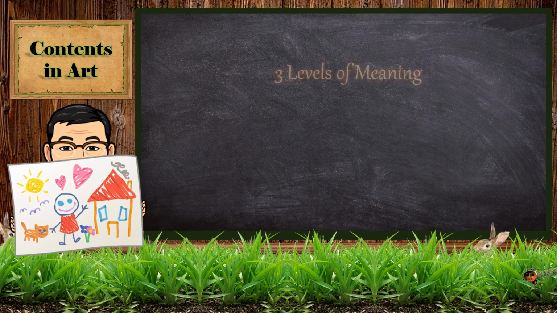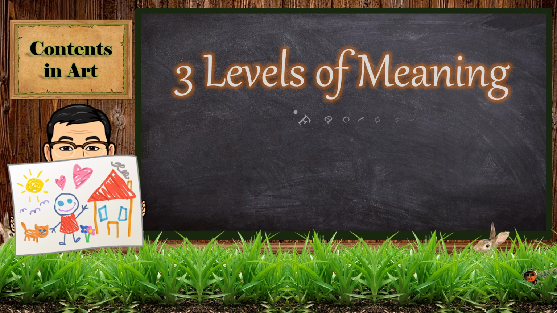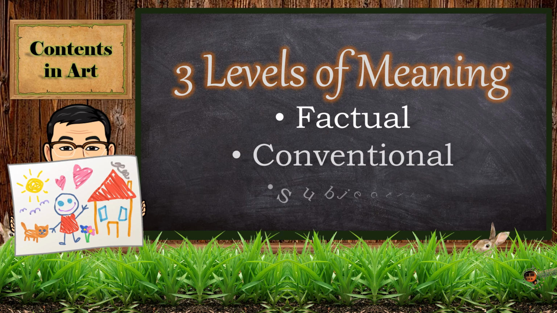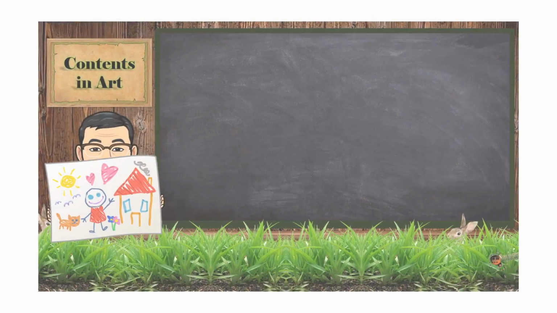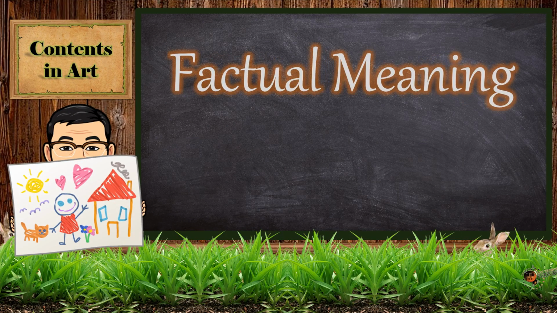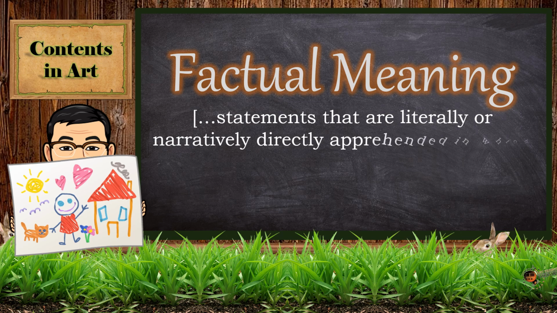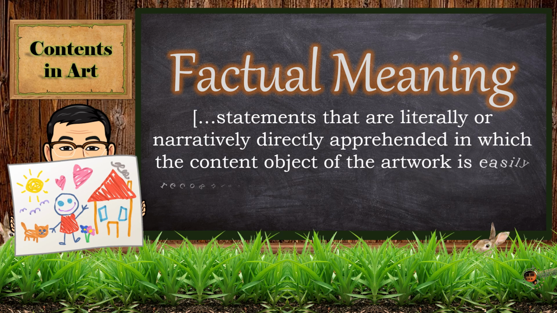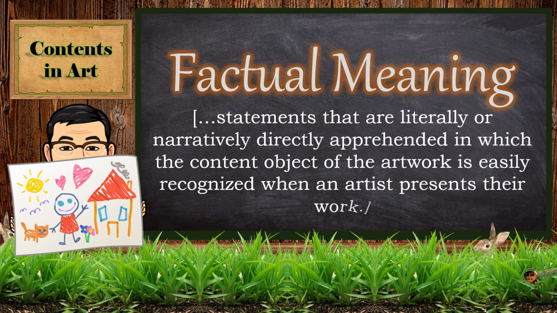Now, there are three levels of meaning in the content of art: factual, conventional, and subjective. The factual meaning refers to statements that are literally or narratively directly apprehended, in which the content object of the artwork is easily recognized when an artist presents their work.